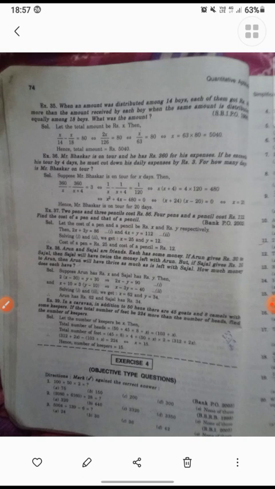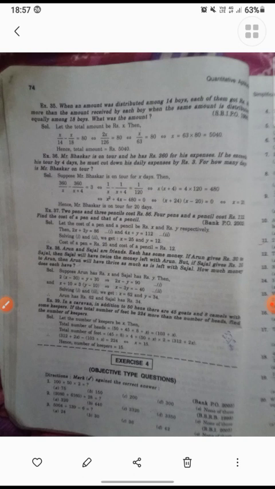2 pens and 3 pencils cost 86. 4 pens and a pencil cost 112. Find the cost of the pen and that of the pencil. 2x plus 3y equals 86, and 4x plus y equals 112. So solving this, x equals 25 and y equals 12. So the cost of the pen equals 25 and the pencil will be 12 after solving this.